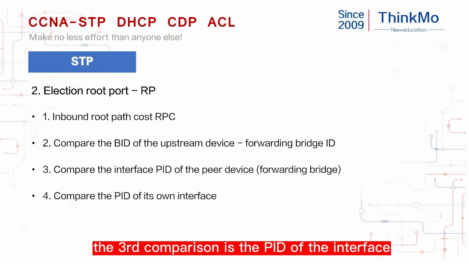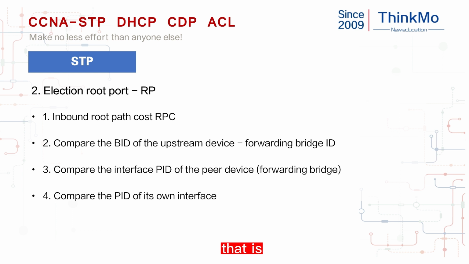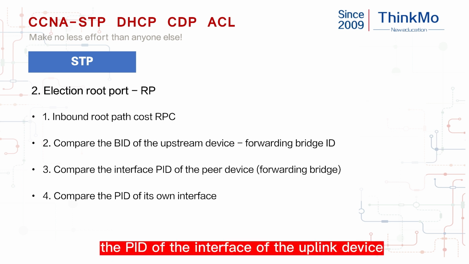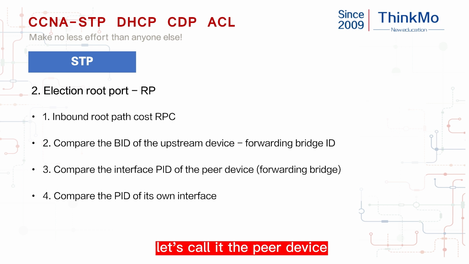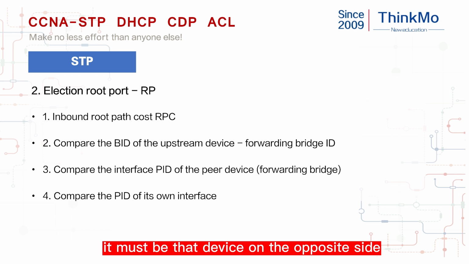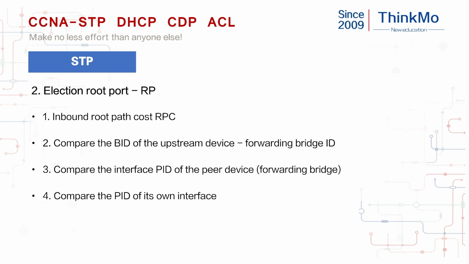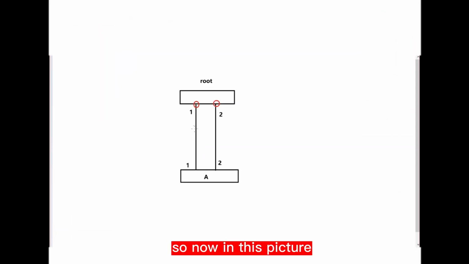The third comparison is the PID of the interface of the forwarding bridge of the peer device. That is, the PID of the interface of the uplink device. Let's call it the peer device. Because in this case, it must be the device on the opposite side. We'll do a comparison like this. Also, the smaller the better. So now in this picture, we definitely chose it.